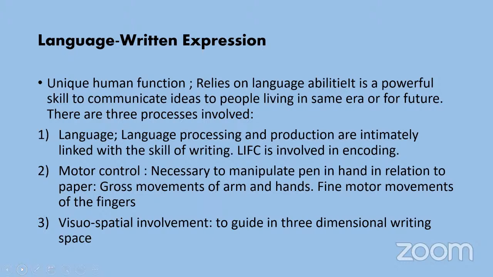The language processing and production are intimately linked with the skill of writing. What is the important brain area? Left inferior frontal cortex is involved in encoding. You require motor control, which is necessary to manipulate the pen in hand in relation to the paper. And gross movements of arms and hands are to be controlled, as well as the fine motor movements of the fingers. A lot of motor control is required for writing, and there's also visuospatial involvement to guide in the three-dimensional writing space. You got language, you got motor control, you got visuospatial involvement and control.